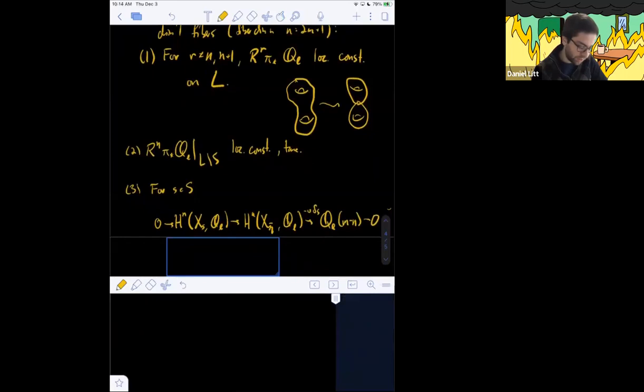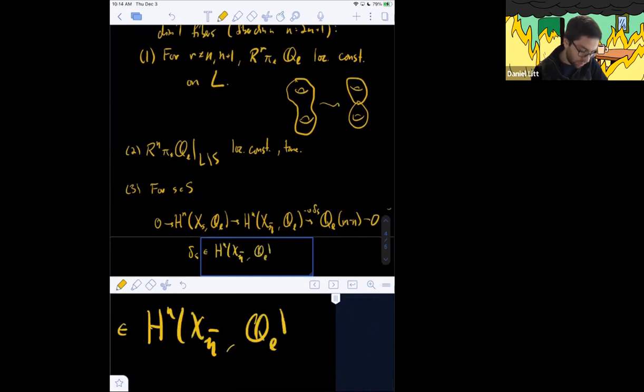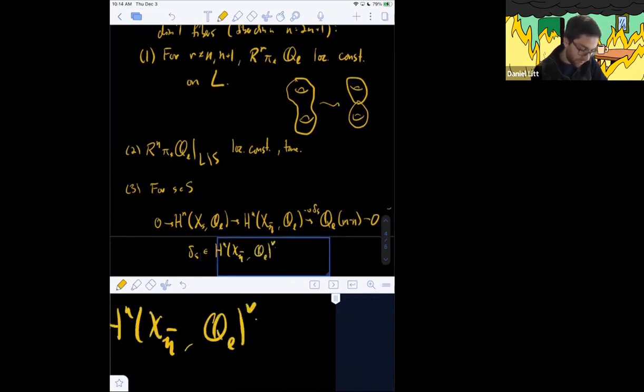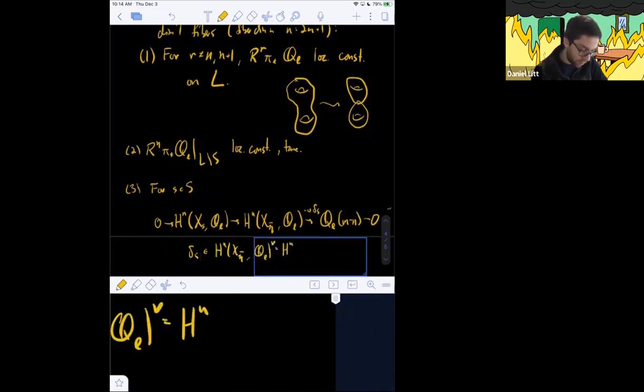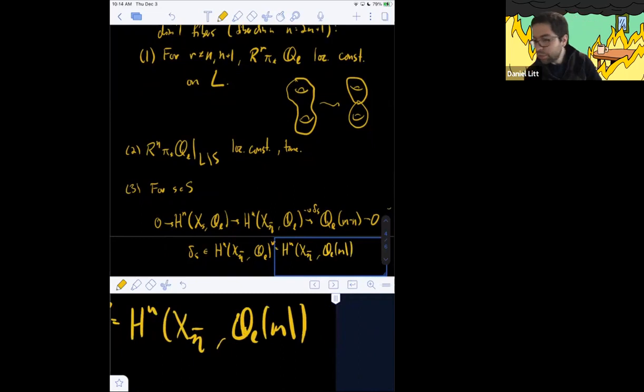So what is delta s? Here delta s is in H^n of X eta, QL dual. Well, that's just the same as H^n of X eta bar. Let's see, I think it's just QL of m. Is that right? QL of m or QL of n?